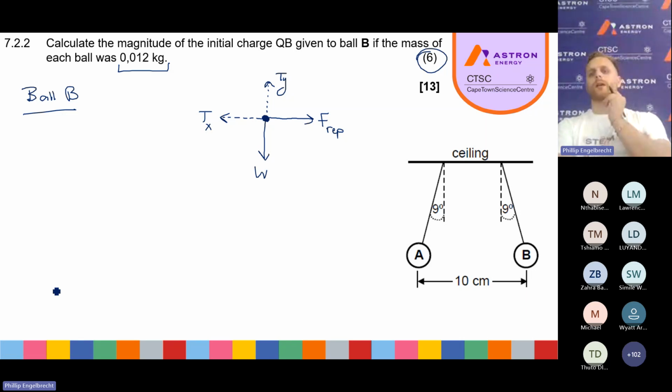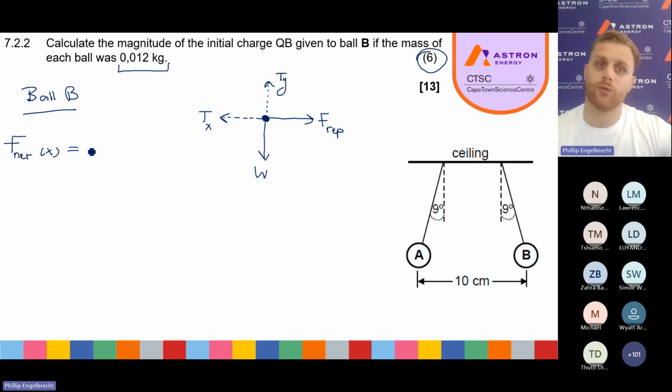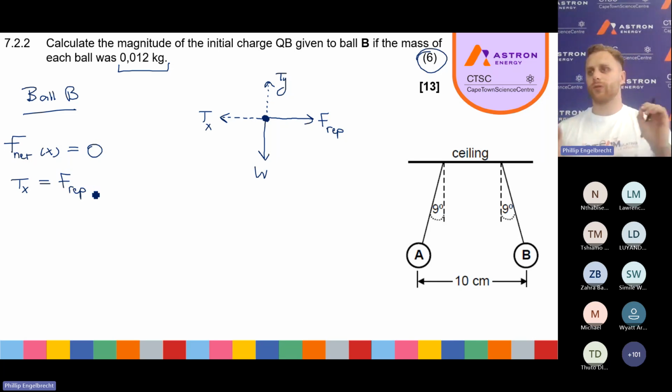So what can I do now? Well, let's look at the net force in the x direction. So I know that the net force in the x direction is equal to 0. Why is it equal to 0? Because they told me it came to rest. If your net force is equal to 0, that means that all the forces going one side is equal to all the forces going the other side. So that force of repulsion is equal to my tension in the x direction.